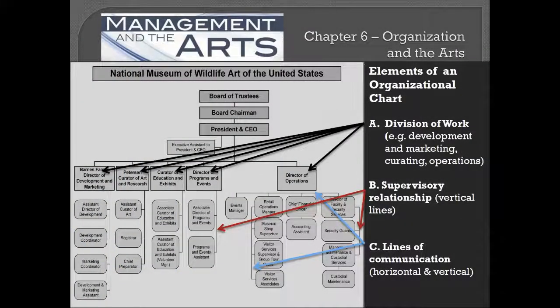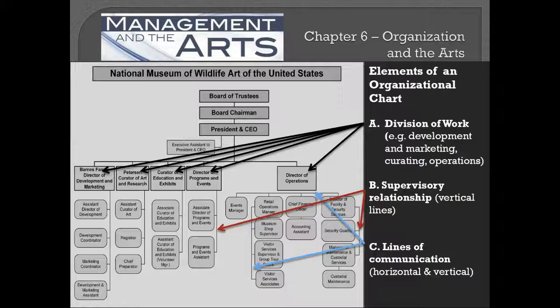All right, so the elements of an organizational chart. Here we go, right? Division of work: development and marketing, curating, operations. So this is development. Everyone here in this section does development. Everyone here is a curator of some sort, right? Of art or research. This is art and research. This is curation of education and exhibits, right? So these people are in charge of researching and of art. These people are in charge of education and exhibits. Programs and events. These people are in charge of that, right?